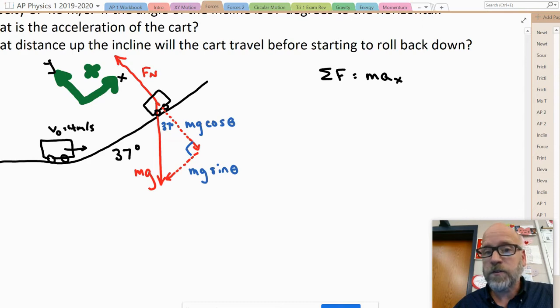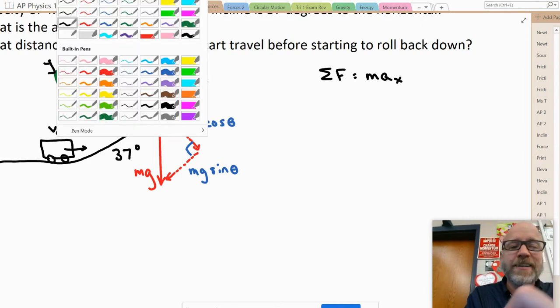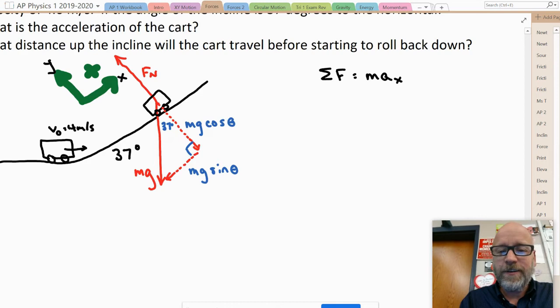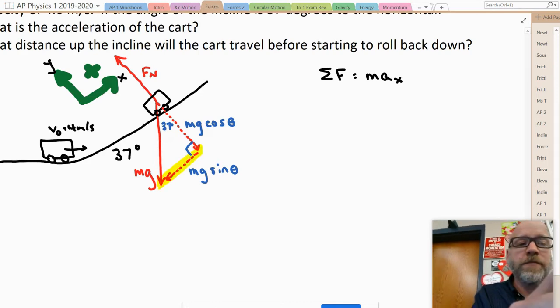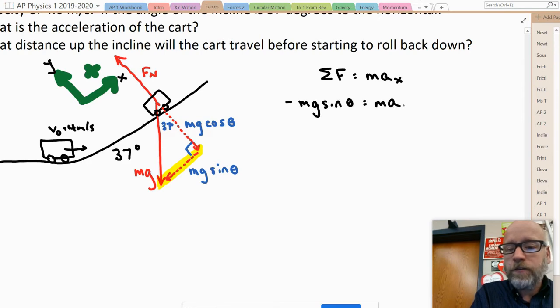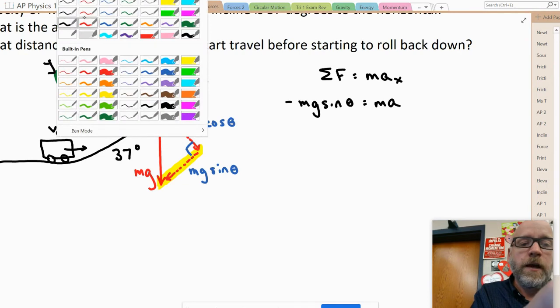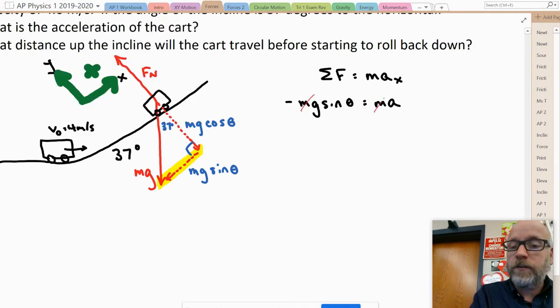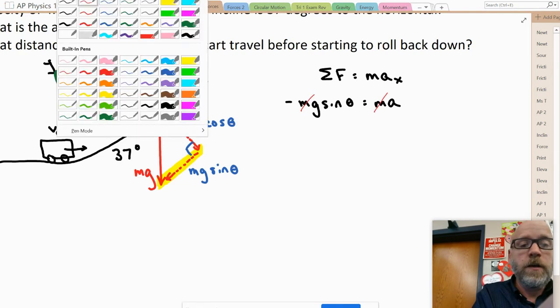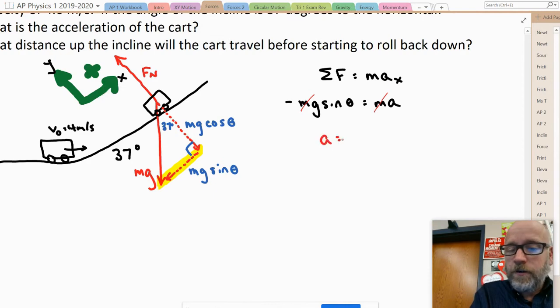Now, for forces, what force is acting in that direction? Yeah, there's only one. This component of gravity. And it's pointing down the incline, so I'm going to have minus mg sine of theta causes the mass to accelerate. Now, as we've already talked about, the mass in this case is going to cancel out, and I have an acceleration equal to negative g times the sine of theta.